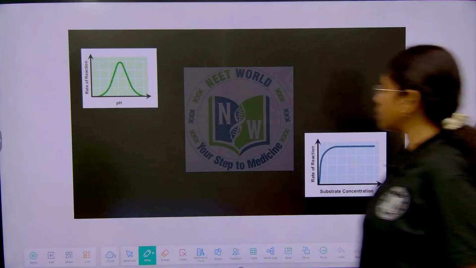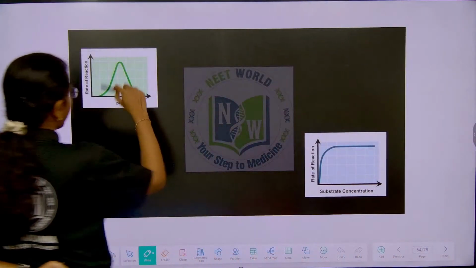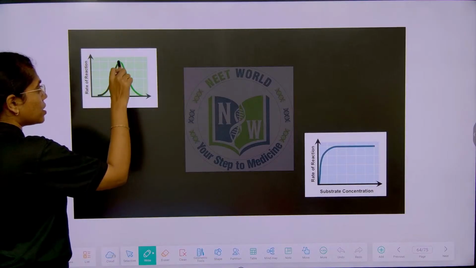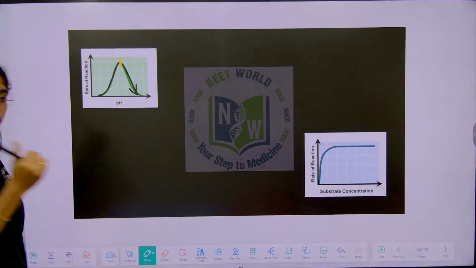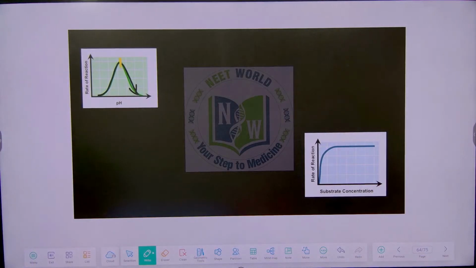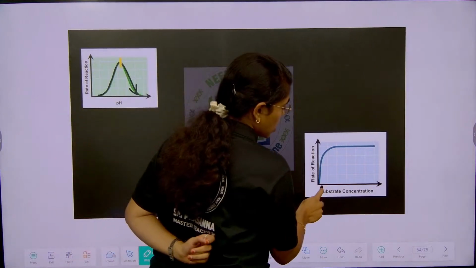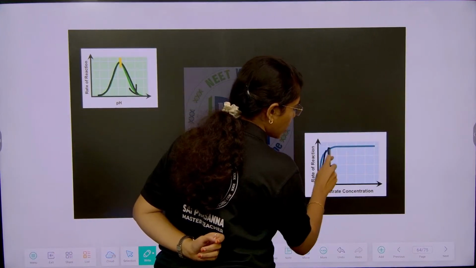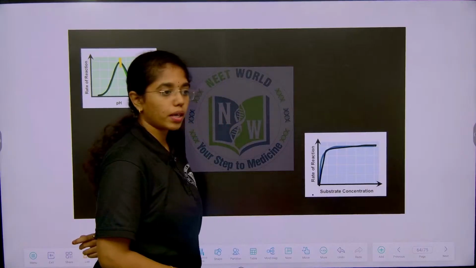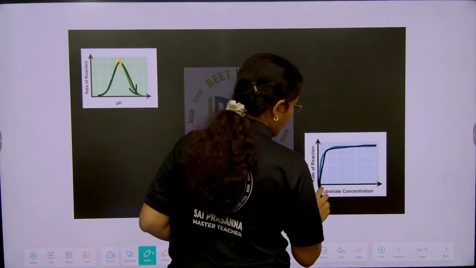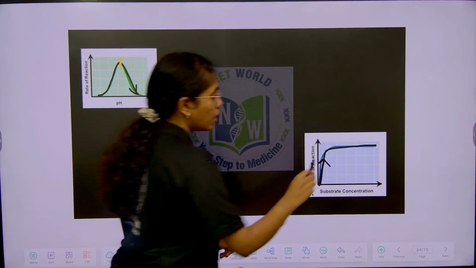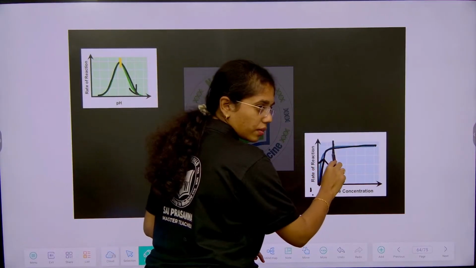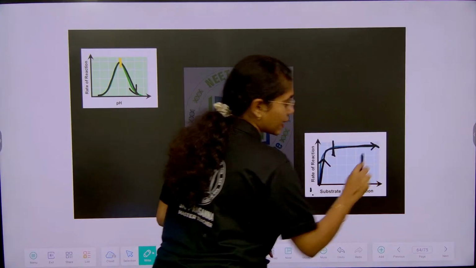pH is also the same, you will get a bell-shaped graph like this. It increases till the optimum pH, and then it decreases. So with respect to temperature or pH, you get a bell-shaped graph, whereas substrate concentration gives an inverted L shape, wherein with the increase of substrate concentration, the rate of reaction increases. When it reaches saturation, it becomes constant like this.